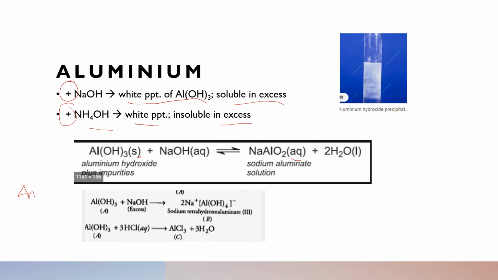Amphoteric means that the substance reacts both with base and with acid. So for Al(OH)3, when we add NaOH, it will form a salt, sodium tetrahydroxoaluminate(III), and when we add HCl, it will form aluminum chloride, AlCl3, plus water.